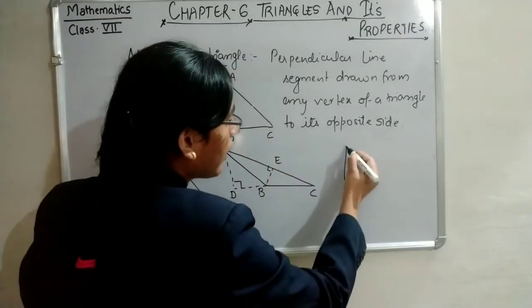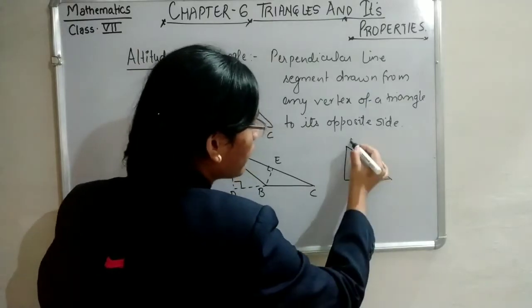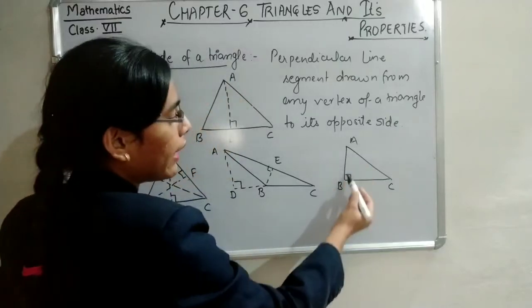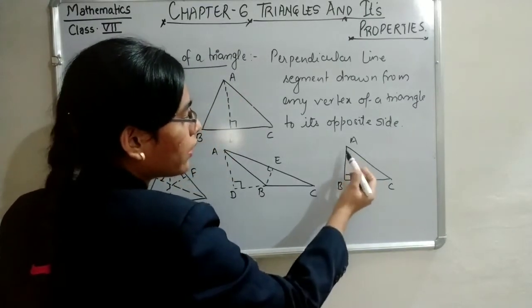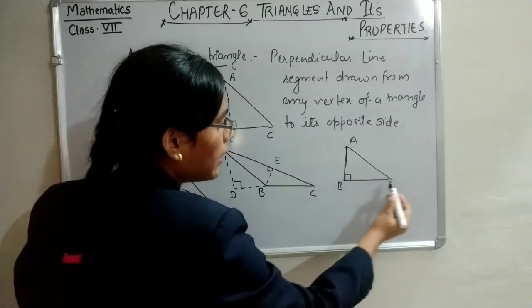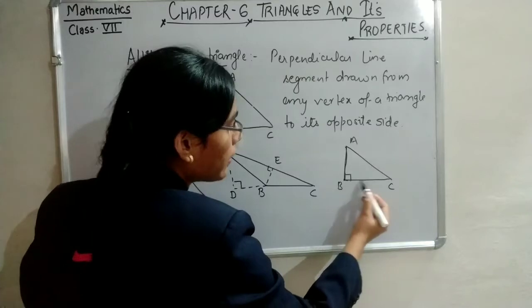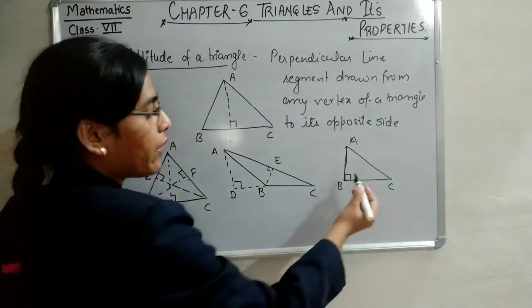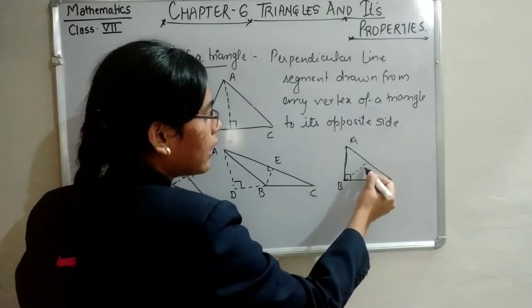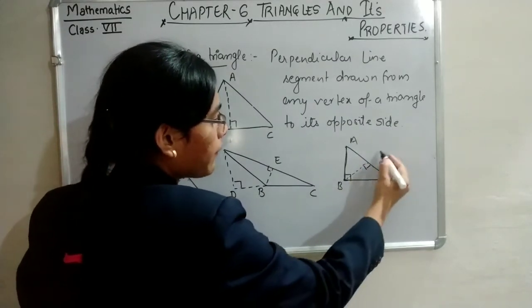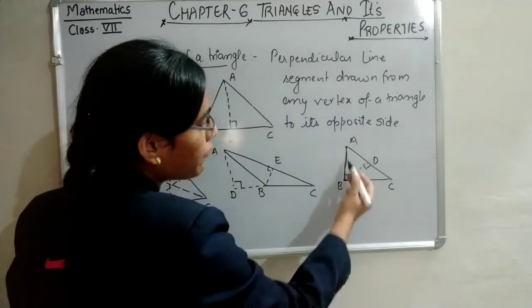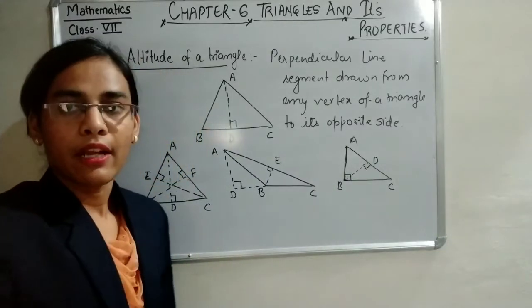Also, in the case of a right angle triangle, we already have one right angle, one angle of 90 degrees. So for this vertex B, BA will be the perpendicular, and similarly from this particular vertex B, BC will be the perpendicular. If we want to draw the altitude from point B, we will have the altitude to the opposite side, that will be BD, and the remaining two altitudes will be the sides of the triangle itself.